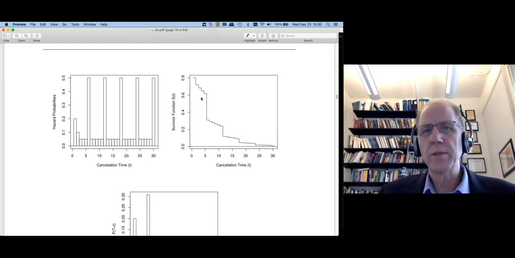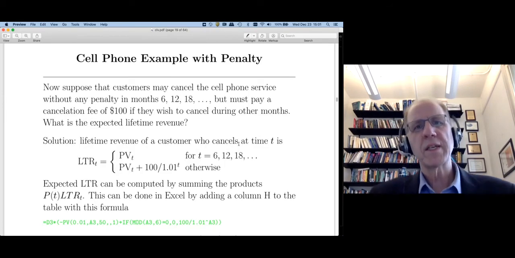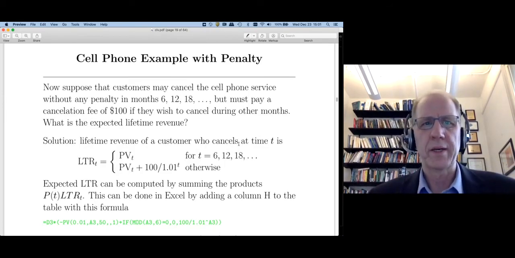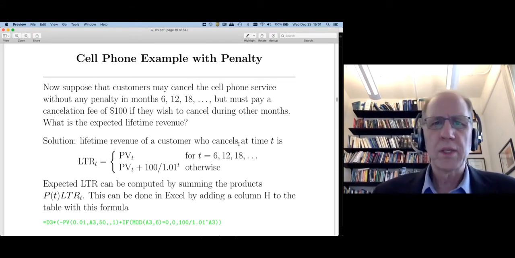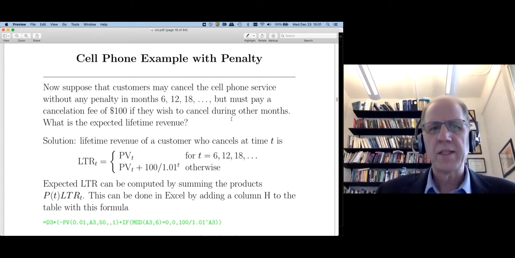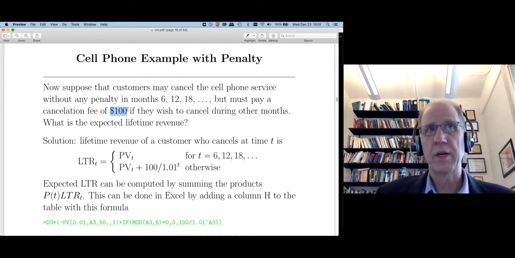Here's the survivor function. So the survivor function you're going to see takes a dramatic drop every 6 months. Otherwise, it takes a small step down every period. Well, let's make the example a little bit more complicated now. Suppose that this customer has to pay a $100 penalty if they cancel when they're in contract.